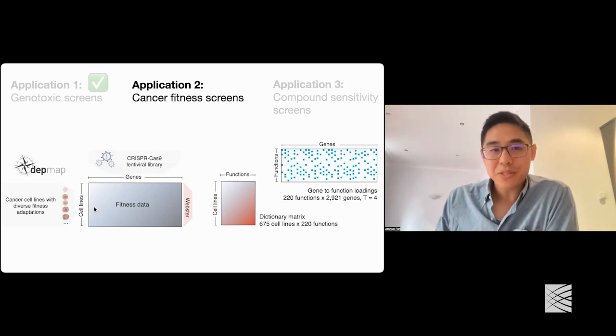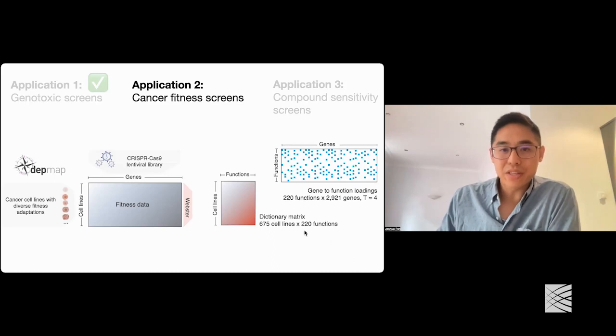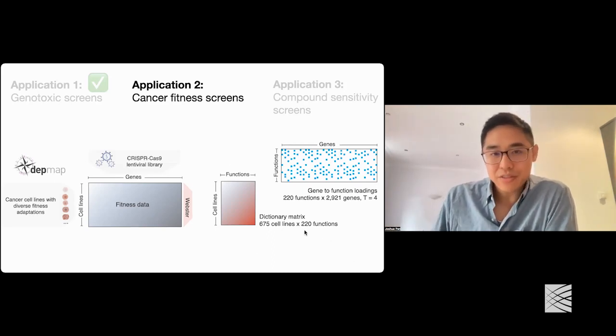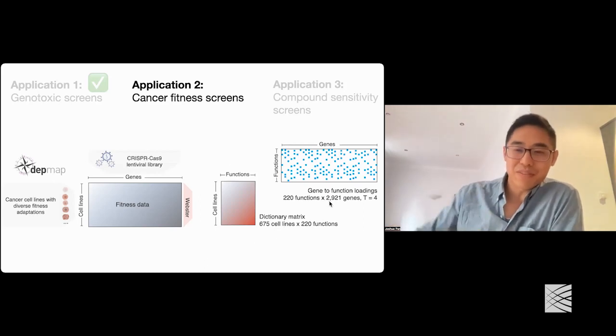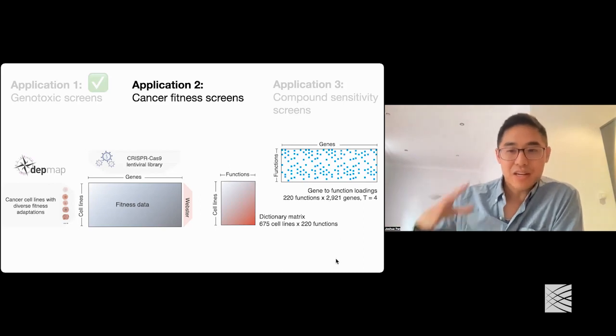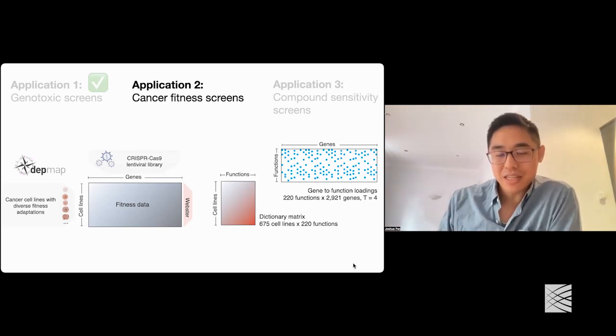We applied Webster to this data set, and we recovered a dictionary of 220 biological functions that encompass dependent fitness patterns seen across 675 cell lines. Then we mapped each of 3,000 genes onto up to 4 of those functions. So it's just a scaled up version of the analysis that we performed for the genotoxins data set.